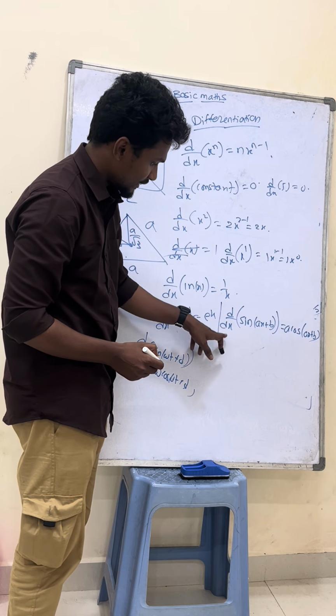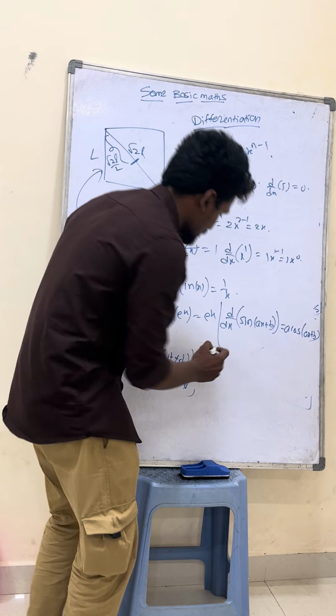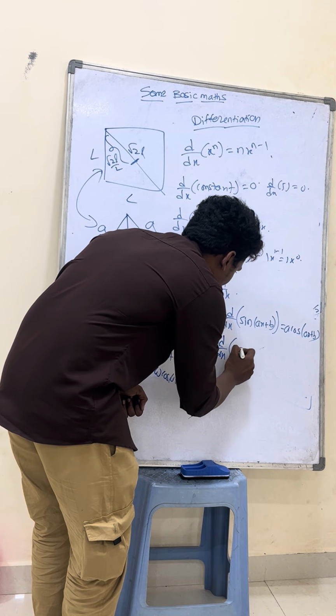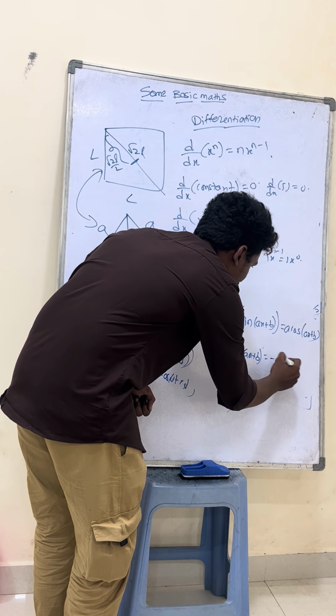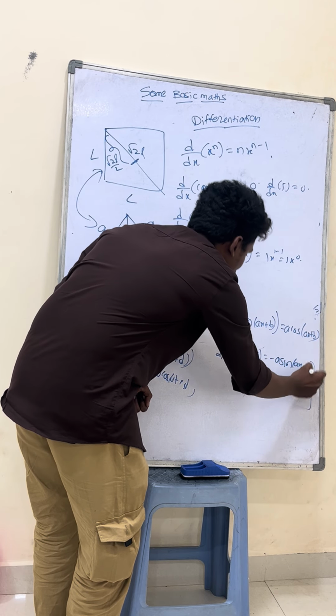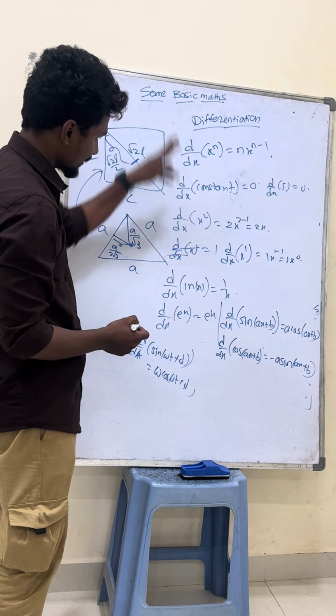So d by dx of sin ax plus b is a cos ax plus b, and whatever d by dx of cos ax plus b, that is minus a sin ax plus b. So these are the important things from your differentiation.